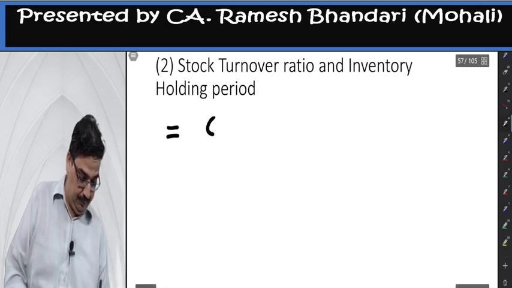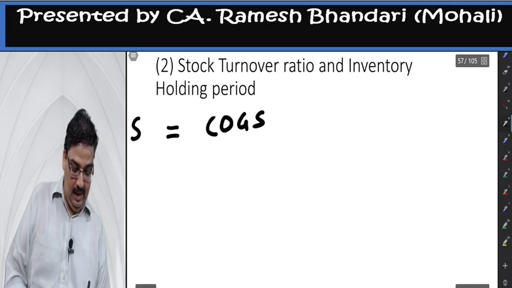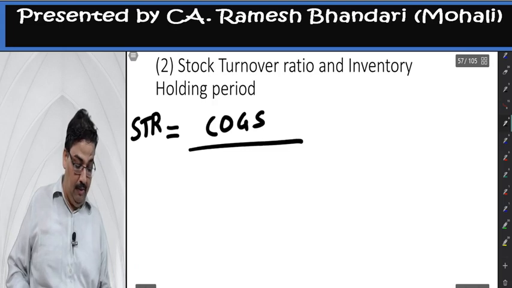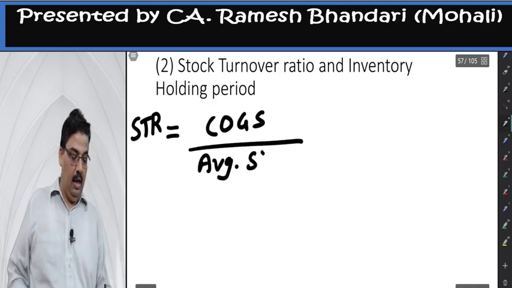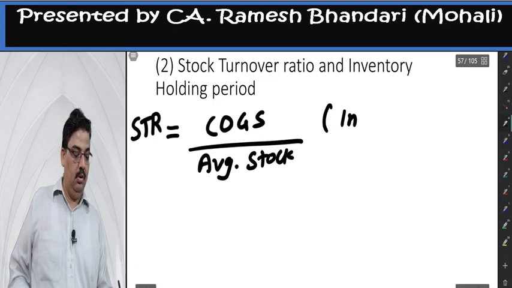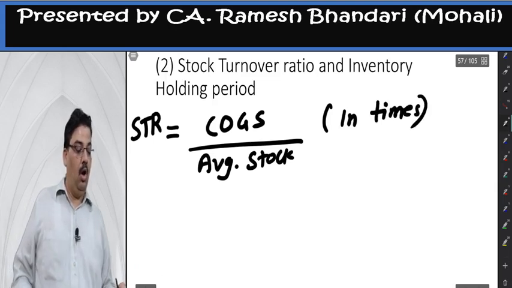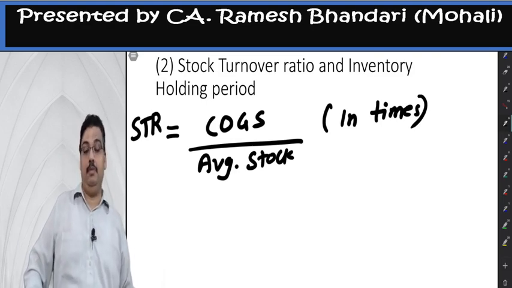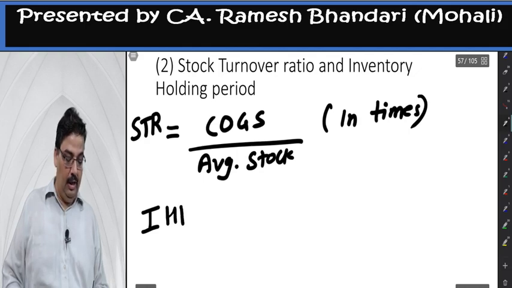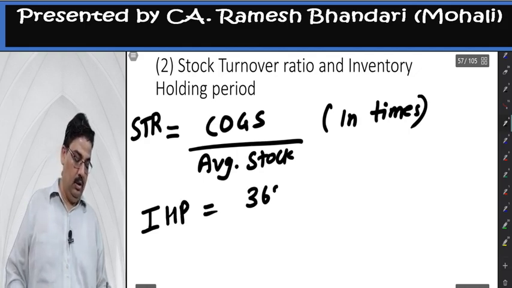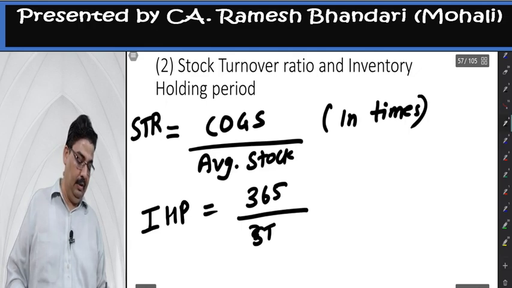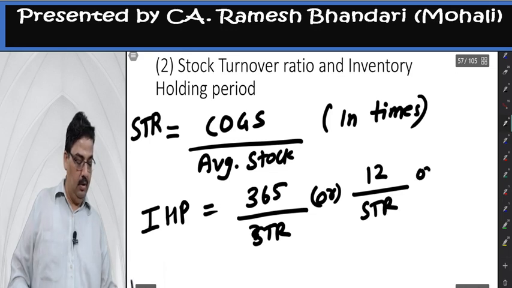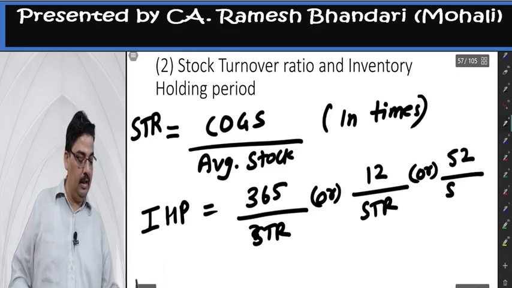Stock turnover ratio, STR, or inventory turnover ratio, you can call it ITR. Cost of goods sold divided by average stock. This is in times. How many times the stock gets converted into sales? This is told by this STR. Inventory holding period, 365 divided by STR. In months, 12 divided by STR. In weeks, 52 divided by STR.